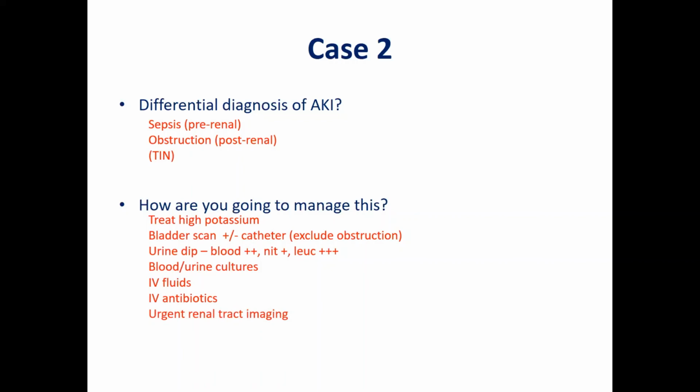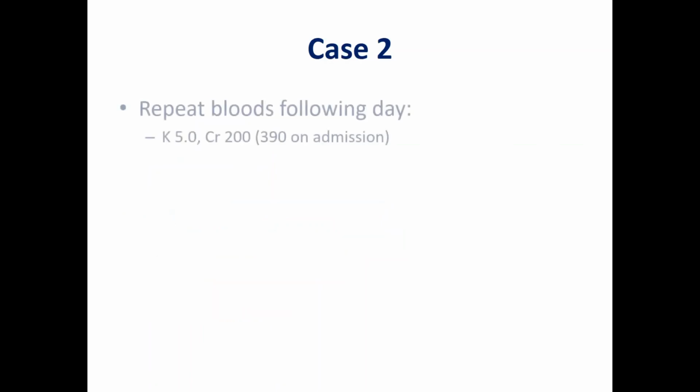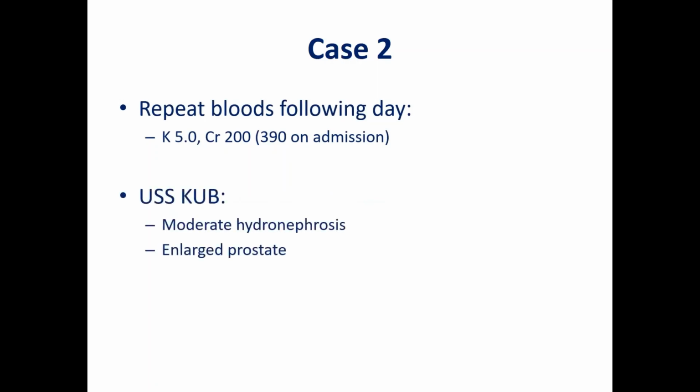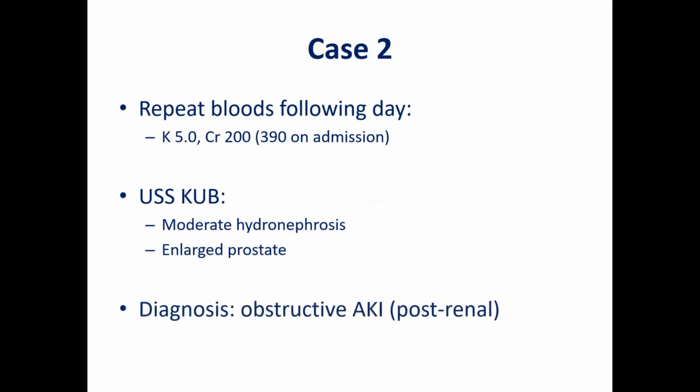Now, when I say urgent, the reason why it's important with him, we're going to come on to in a minute, but actually in someone who wasn't pyrexial, the following day would be perfectly acceptable if it was the middle of the night. But in him, it's slightly different. So the repeat bloods the following day: his creatinine's now halved, his potassium's got better, and his ultrasound shows moderate hydronephrosis and an enlarged prostate. So his diagnosis was an obstructive AKI, a post-renal AKI.